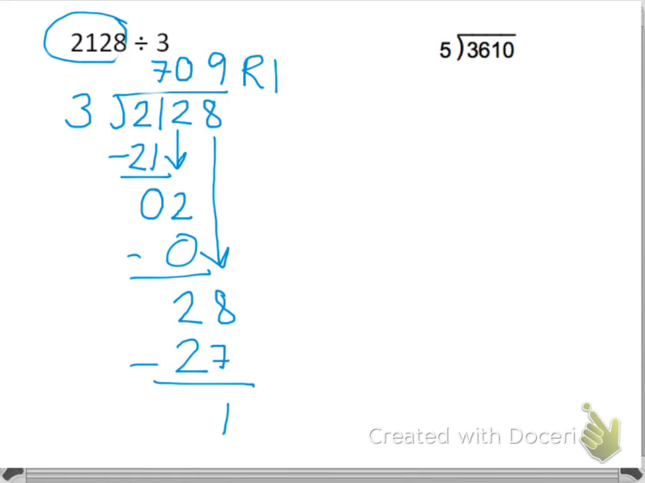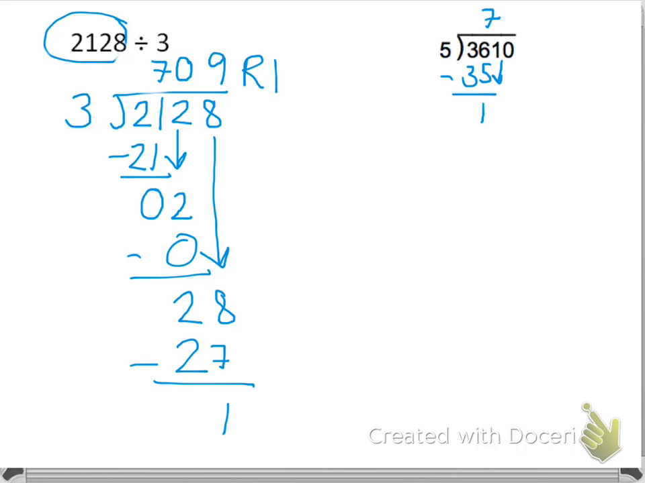All right, we're going to do one more example here pretty quickly. How many times can 5 go into 3? Well, it can't, so we're going to go how many times can 5 go into 36? It can go in 7 times. 7 times 5 is 35. Now we do our subtraction. 6 minus 5 is 1, and 3 minus 3 is 0.